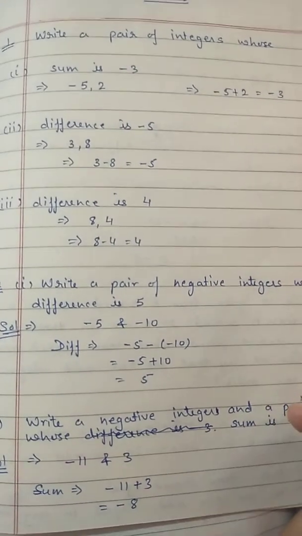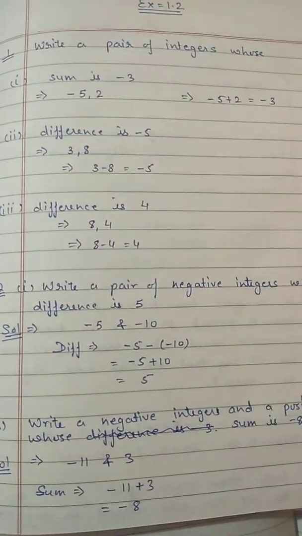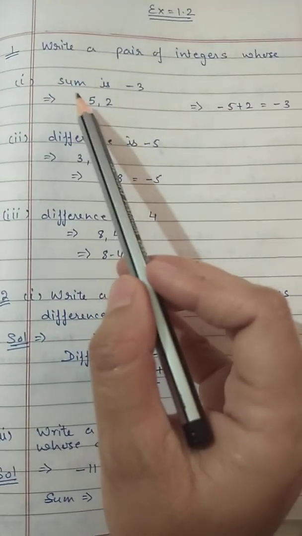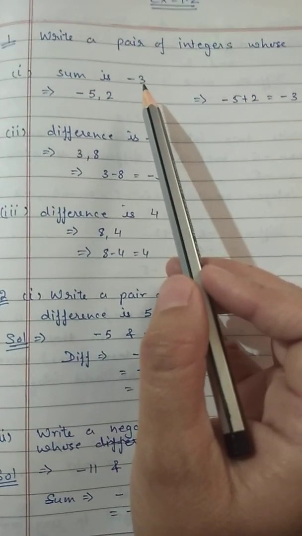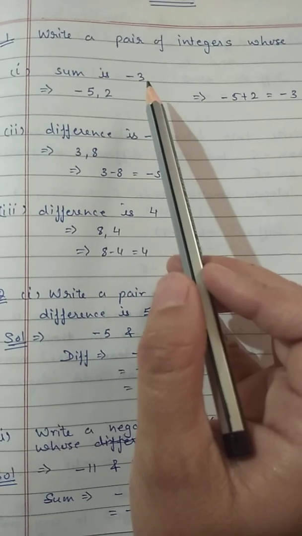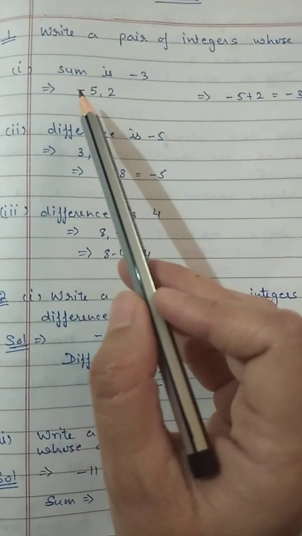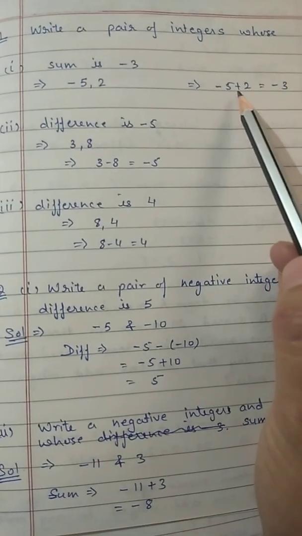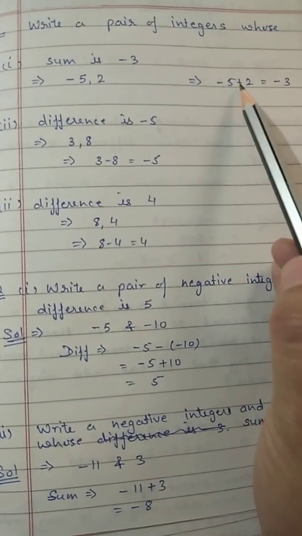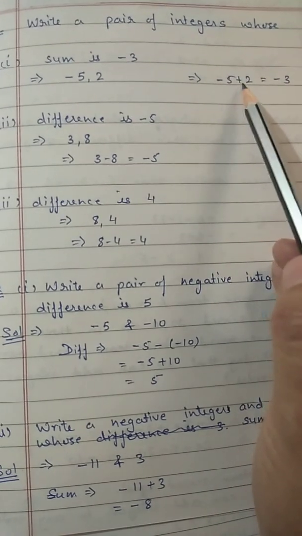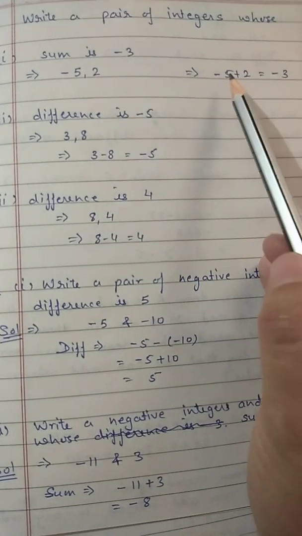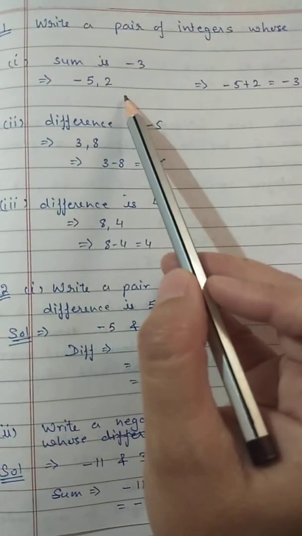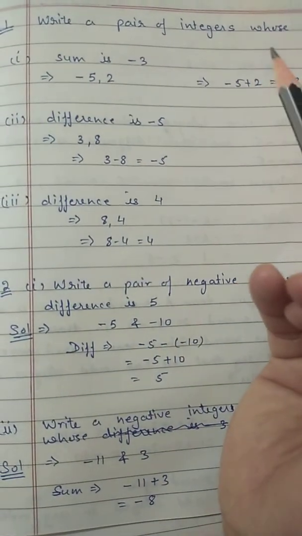Next, let us take a quick look at exercise 1.2. First question, write a pair of integers whose sum is minus 3. You have to take here two integers whose sum will be minus 3. So I have taken here minus 5 and 2. If I add these two numbers, minus 5 plus 2, it means we have to do the subtraction. 5 minus 2 is 3 and the symbol will be minus. Here you will get many answers. You can take some other example also, no problem.